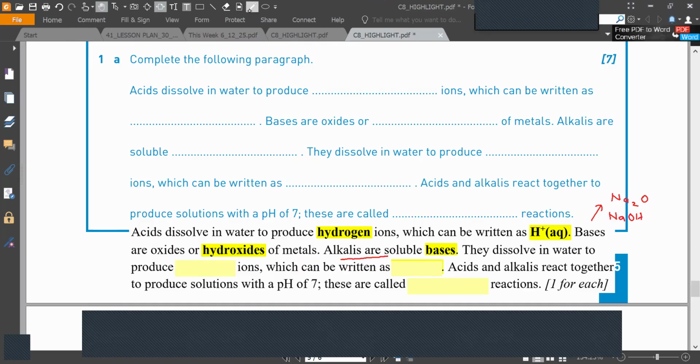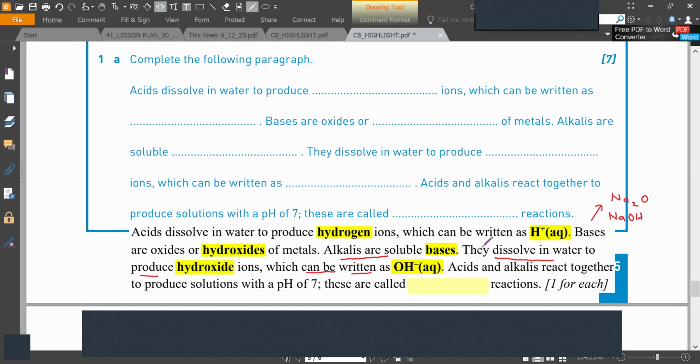So for bases we have two types, one that is soluble and another that is insoluble. Soluble bases, we call them alkalis. Alkalis dissolve in water to produce hydroxide ions, which are written as OH negative aqueous.